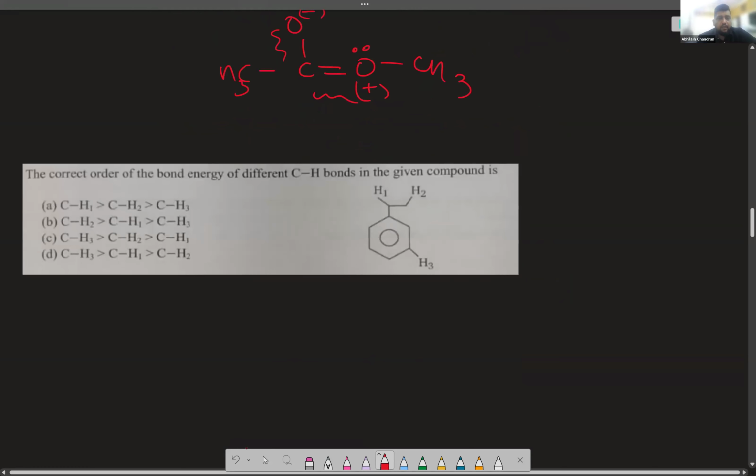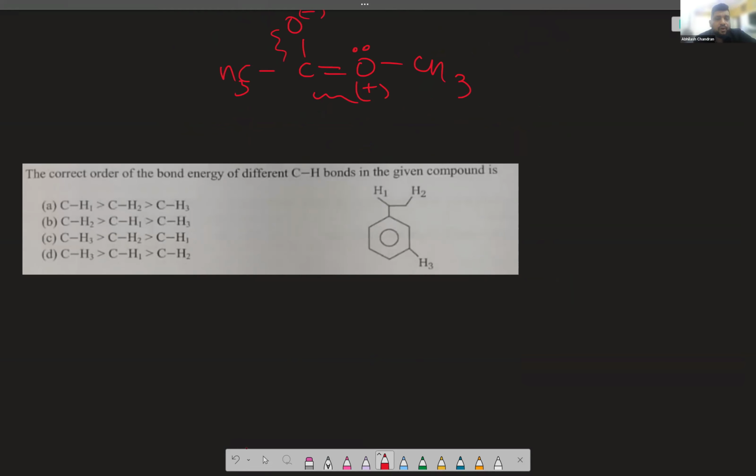Again, same story. Carbon hydrogen bond strength is what is discussed, right? The correct order of bond energy of different C-H bonds in the given compound. So again, what we have to think about is, what if I break this homolytically? What is the kind of free radical that I'm getting? If it is stable, then I can say that bond energy is going to be less, right? Now look at this. This is a primary carbon that you have, right? So the structure is drawn like this. Of course, it's never at 90 degrees.